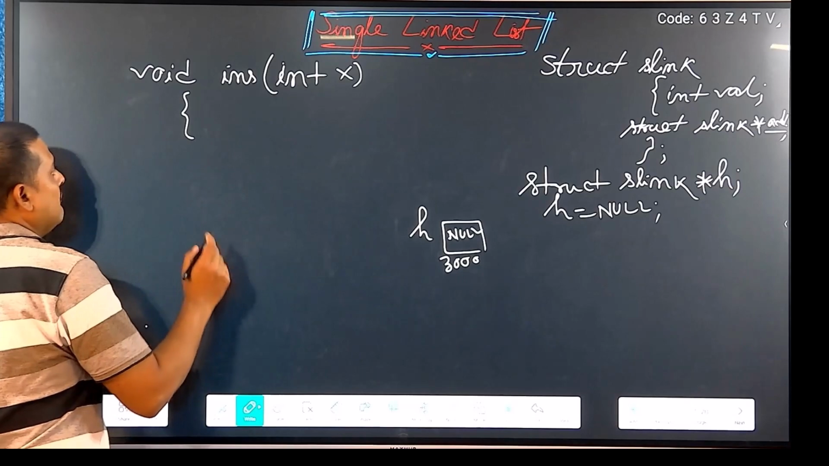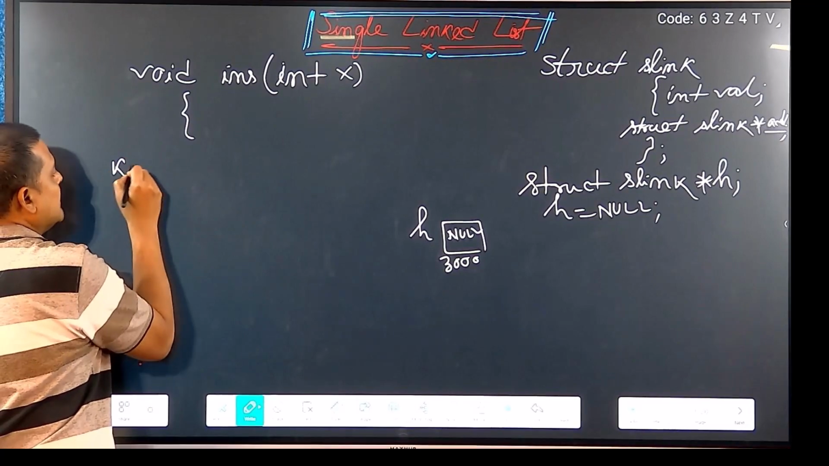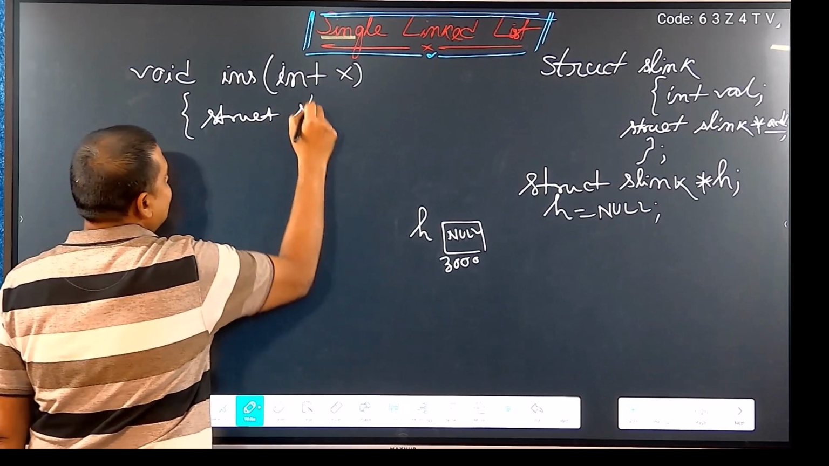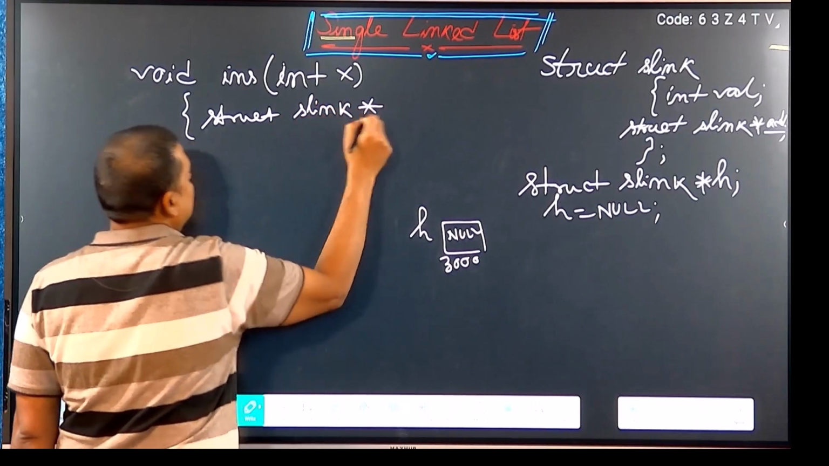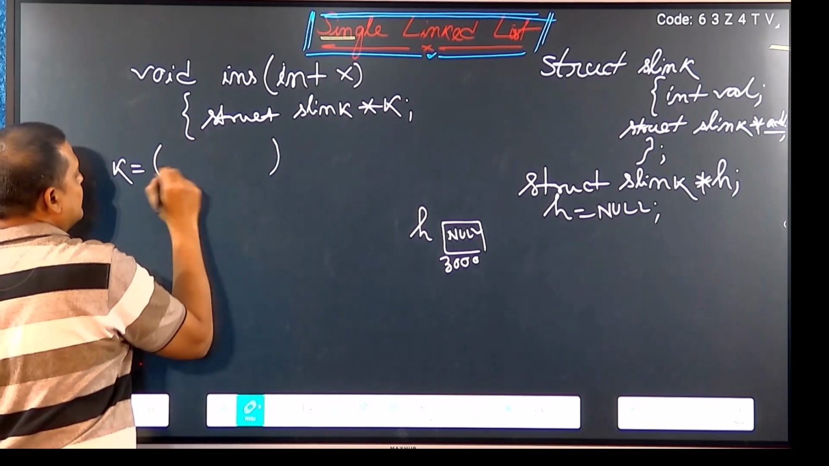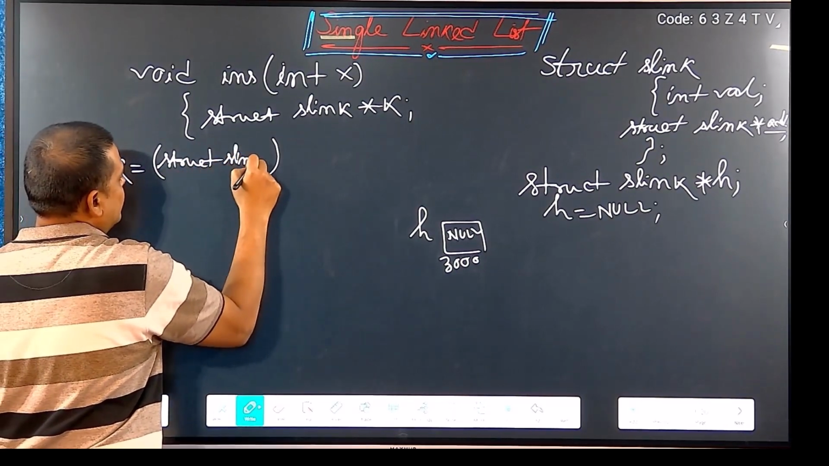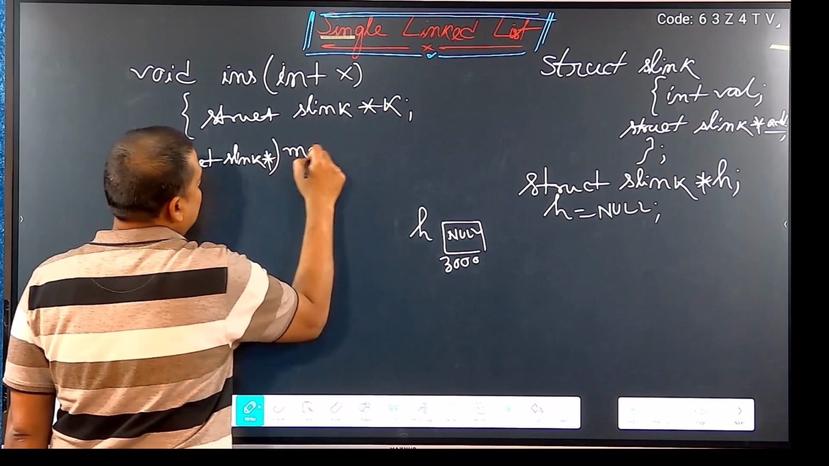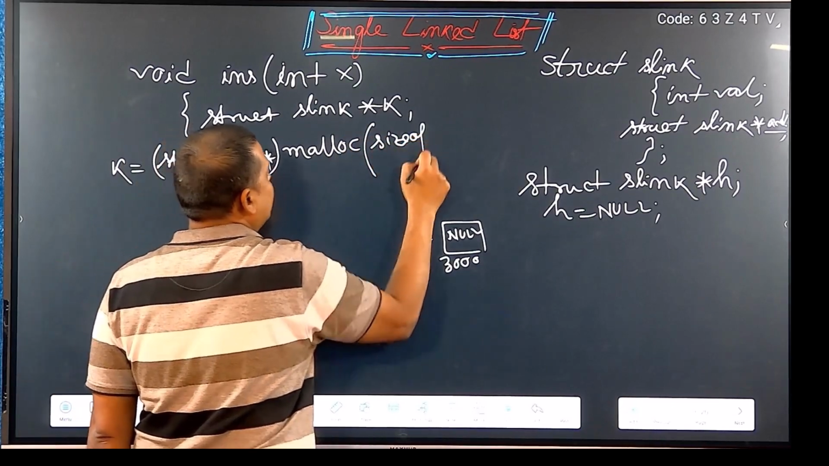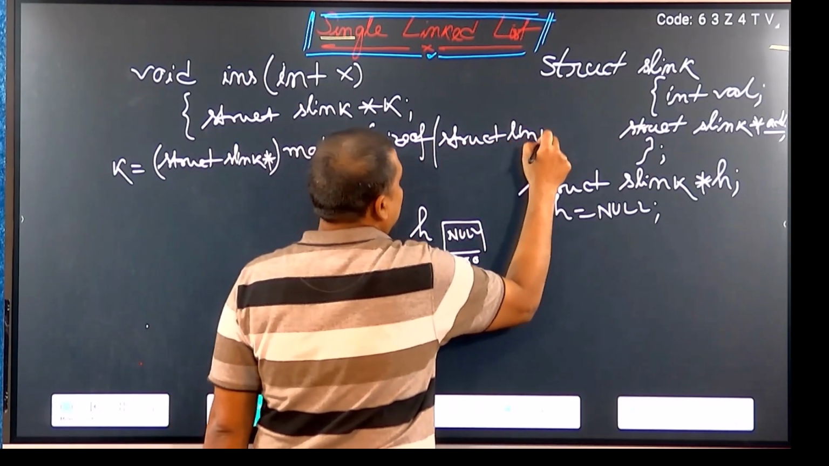Now, we want to insert x. For this purpose we will create a variable k, of struct slink type, pointer k, and k will be, I will typecast this value, struct slink pointer, function name is malloc, and we will calculate the sizeof struct slink.